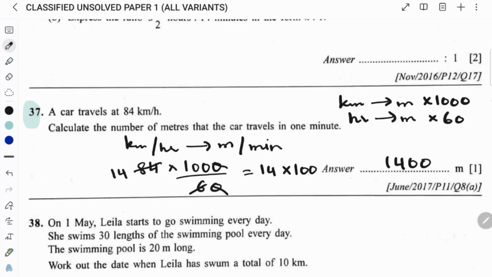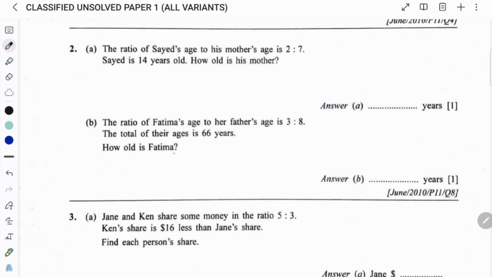Now let's do some ratio questions. There are too many here in this worksheet, so I'm doing a few questions of ratio questions here, and then we'll do scales and maps. All right, so this is a ratio question, and the ratio is given. The ratio of Sayyid's age to his mother's is 2:7. Sayyid is 14 years old. How old is his mother?